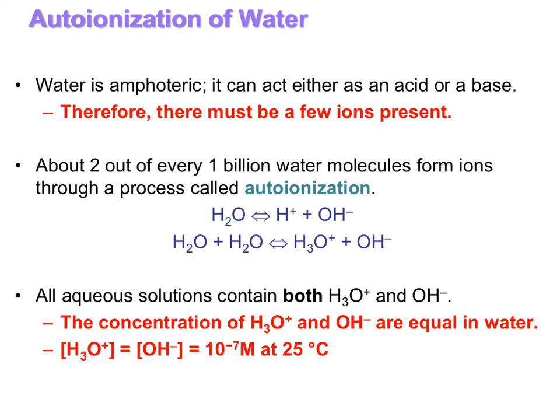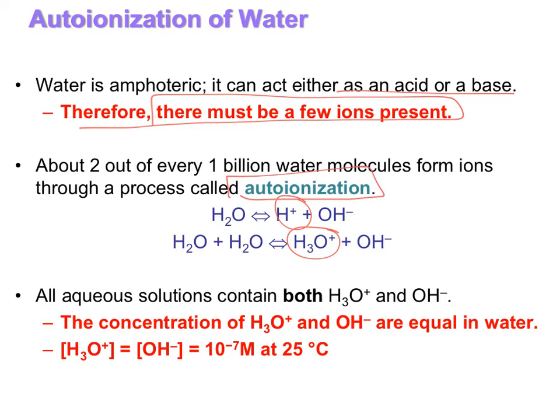So in the previous video about just the general idea of Bronsted-Lowry acids and bases, we briefly discussed how water can be amphoteric. It can act as both an acid and a base, right? Because of that, we know that we have to have some ions present. There has to be some OH present, there has to be some general protons present, and those turn into H3O plus. But what we end up having is a process called autoionization.